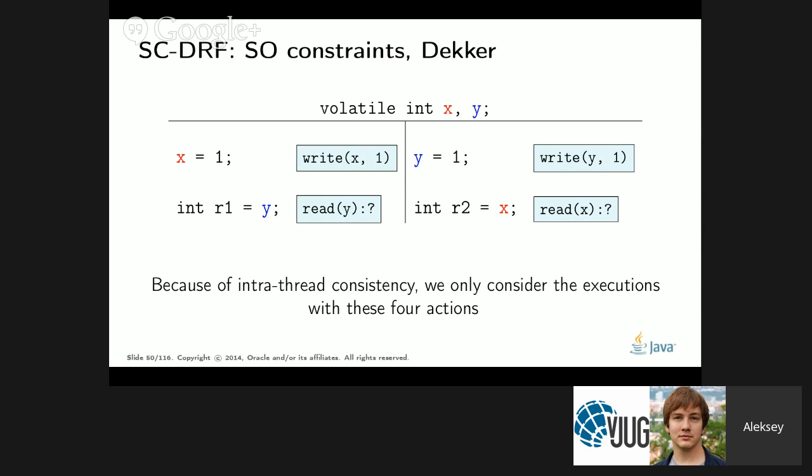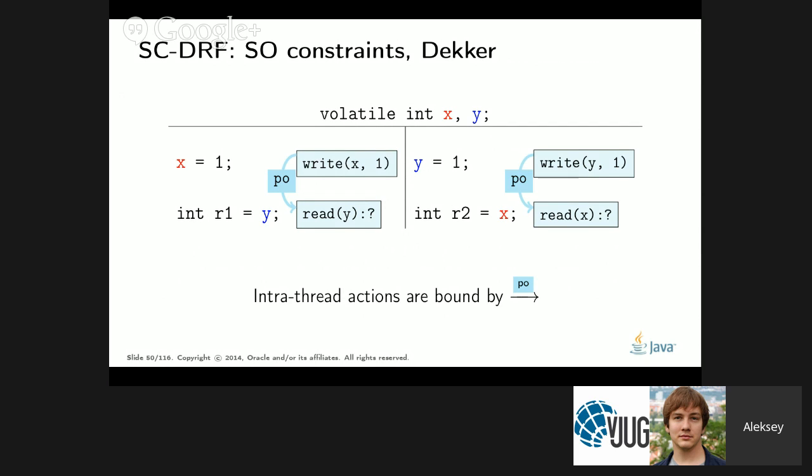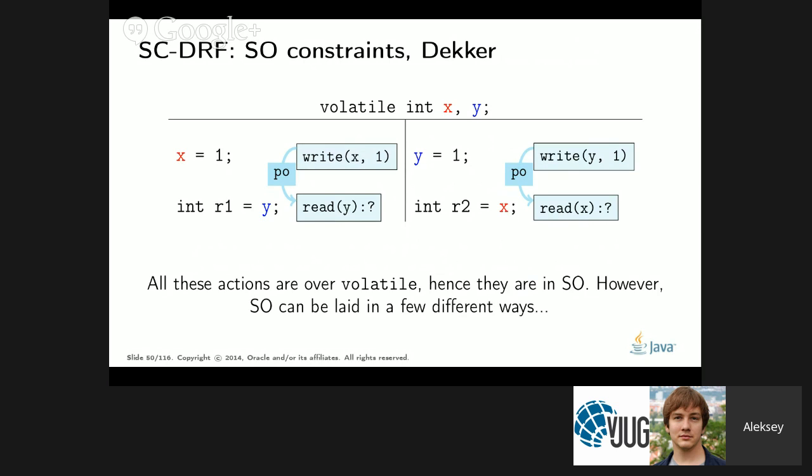All right. So how do we proceed with this? First, we know by definition of program order that these 2 pairs of actions are bound in program order. But this doesn't really give us anything yet. As Alex says, all actions around x and y are volatile, hence those are synchronization actions, so they are in total synchronization order. However, you can lay this order in a few different ways.